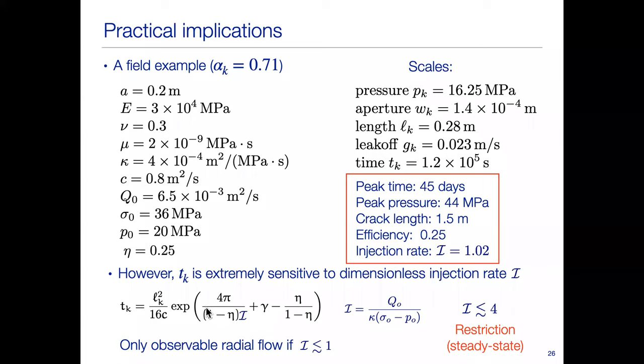You have always radial flow. Basically, that's what it means. And on the other hand, that is a restriction of the model, because I made the assumption that the crack is propagating in this quasi-steady region. Then this dimensionless injection rate must be smaller than 4.